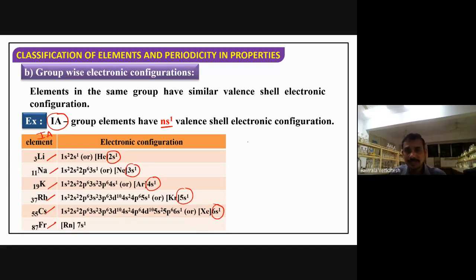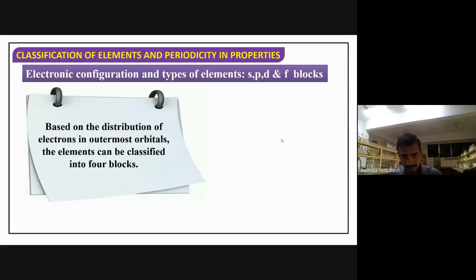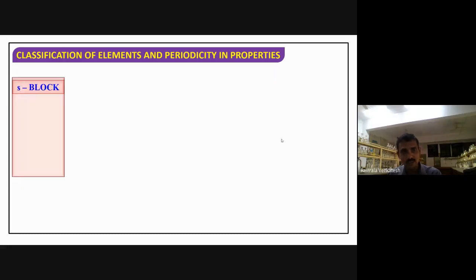For example, rubidium is given. Rubidium belongs to the 1A group. Now, rubidium is present in which period? Actually, the 5th period. So we can write 5s1 as the outermost shell configuration. So a 1A group element will have ns1 as the valence shell electronic configuration. For example, if we go for what? A 2A group element, isn't it?